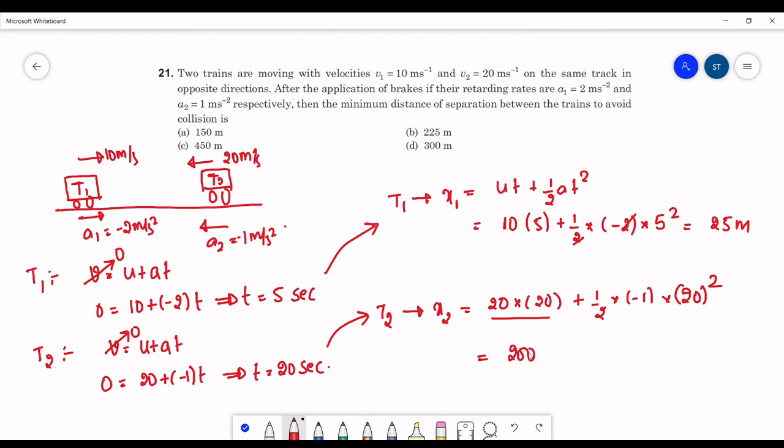So T1 has to travel a minimum distance of 25 meters and T2 has to travel a minimum distance of 200 meters. So the minimum separation should be 200 plus 25, that is 225 meters. Option B will be correct.